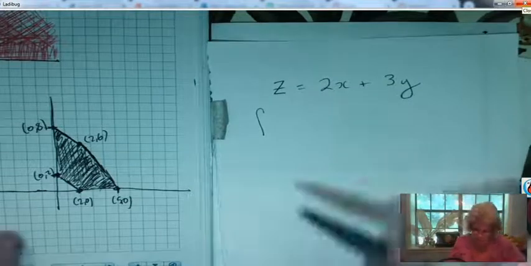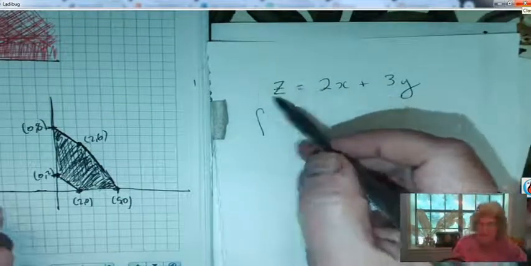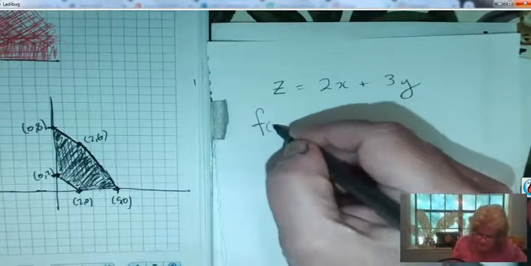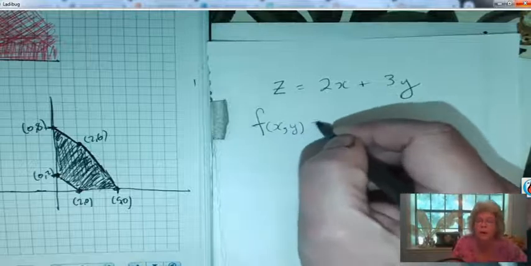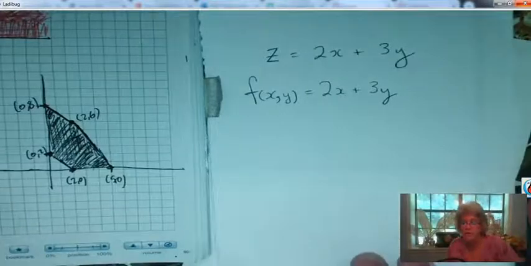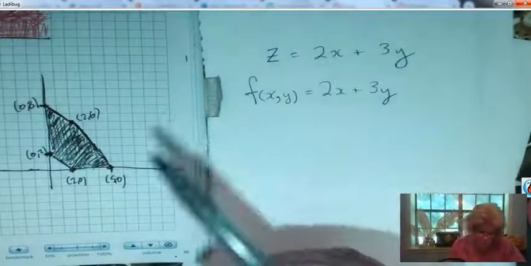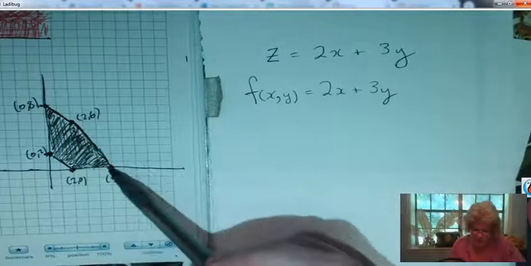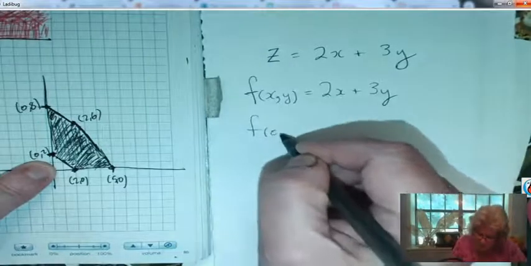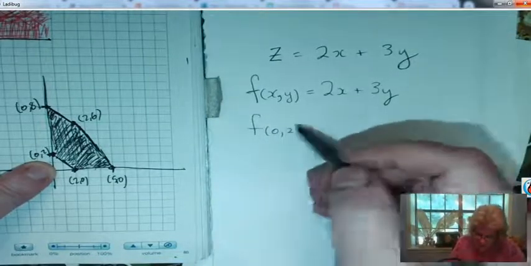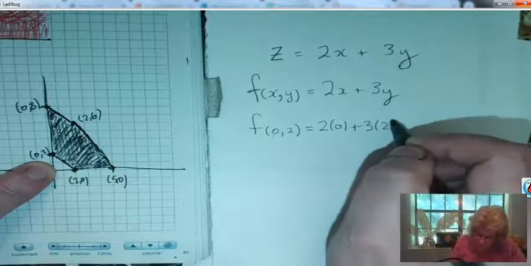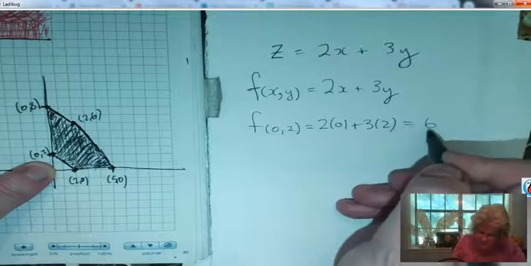Okay, so it's always presented as z equals, but what I like to do is to get rid of that z and write it as a function of both x and y. Because now I'm going to start to go down the list of vertices. Start anywhere you want and then go counterclockwise or clockwise. It doesn't matter. So I'm going to start here at 0, 2. So x is 0 and y is 2. So this will give me 6.